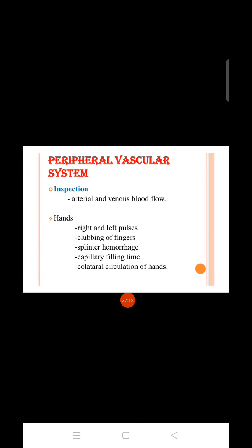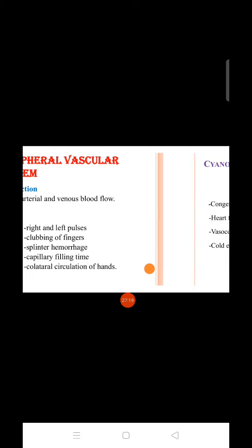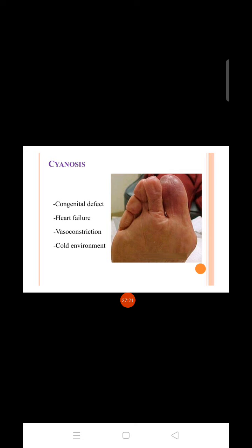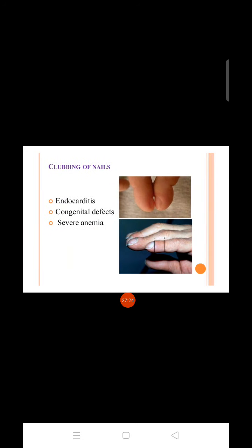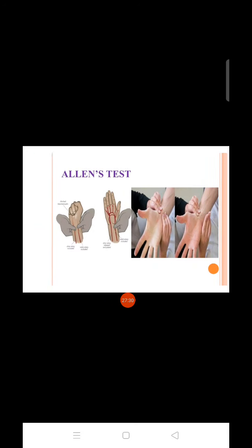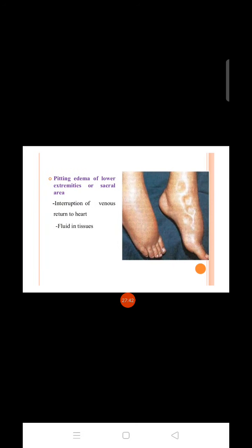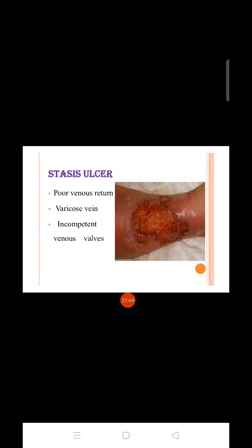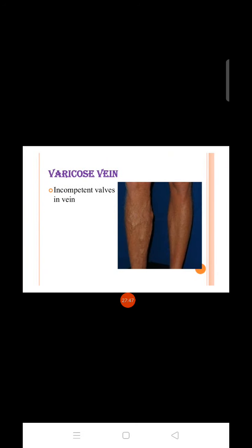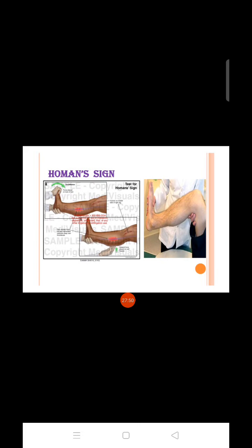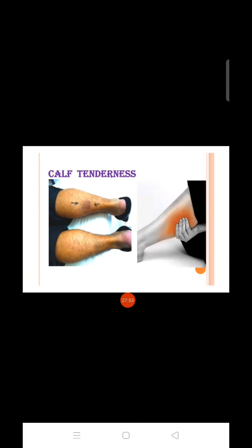Peripheral vascular inspection: hands, right and left pulses, clubbing of fingers, splinter hemorrhage, capillary filling time, collateral circulation of hand. Cyanosis: congenital defect, heart failure, vasoconstriction, cold environment. Clubbing of nails: endocarditis, congenital defect, severe anemia, splinter hemorrhage. Allen test. Okay, legs: peripheral pulse, cyanosis, cold limb, edema, calf tenderness, clubbing of toes, varicose vein, positive Homan's sign. Pitting edema, then stasis ulcer, poor venous return, varicose vein, incompetent venous walls, Homan's sign, calf tenderness.